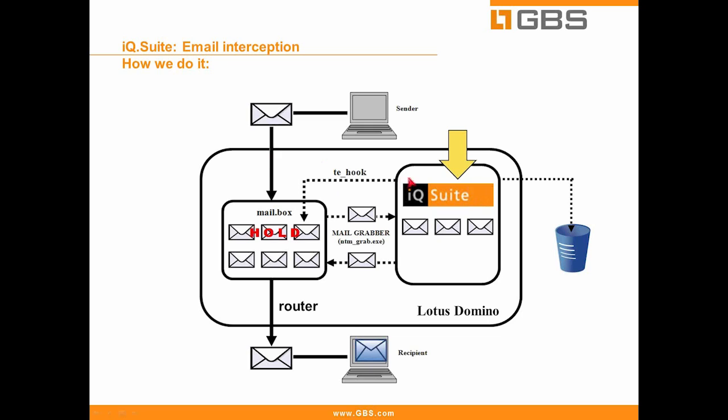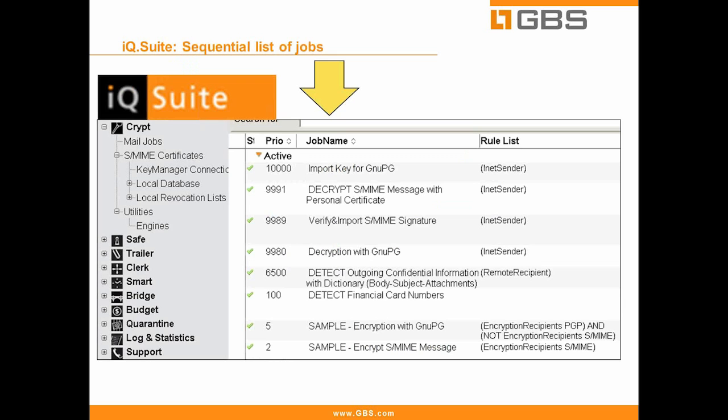We now have a look at the IQ suite product, not in depth, but so that you can understand how we put the different functions together to construct your email, or to derive from your email policy a working configuration. So, as said before, we have some jobs. That is a sequential list of actions to do with your email once it arrives in your Domino server mailbox.